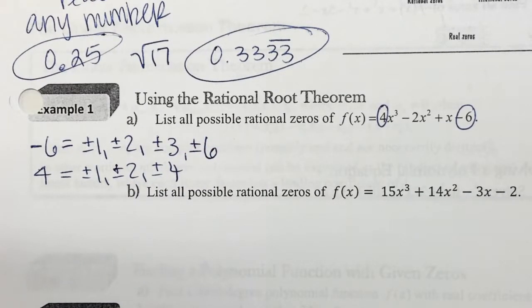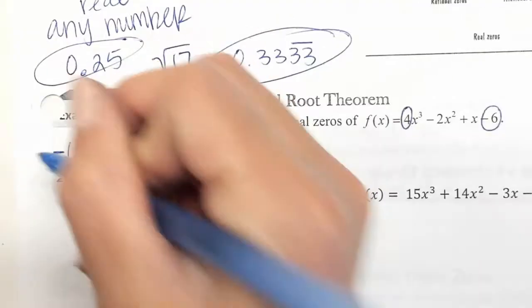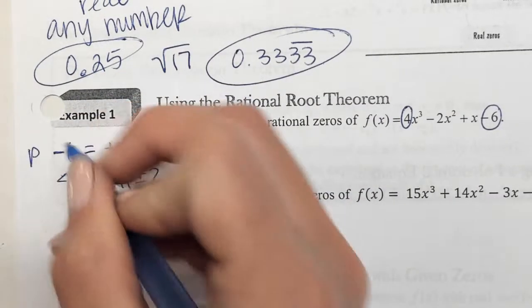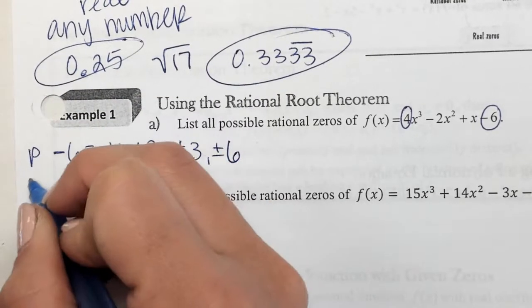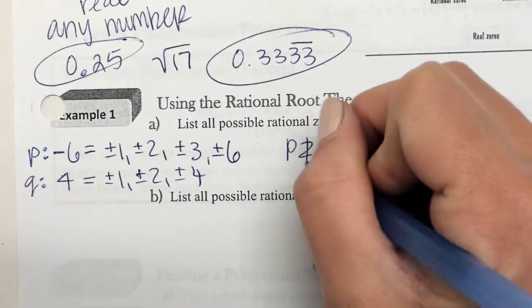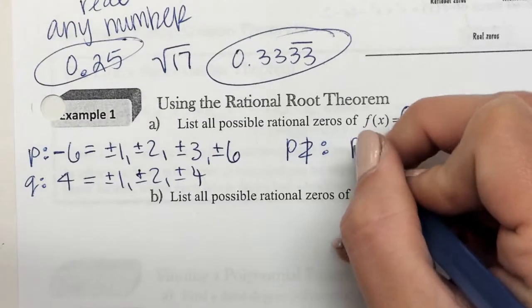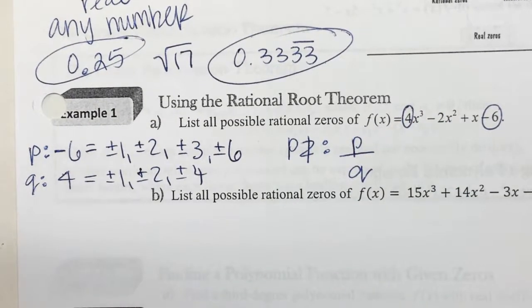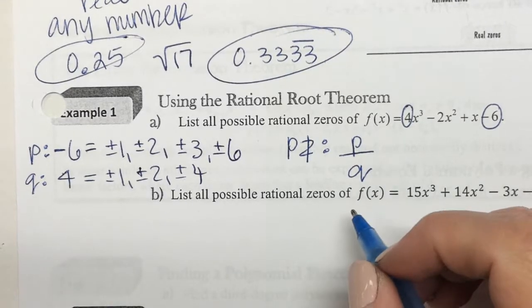I put plus or minus so I don't have to write those out like -1, 1, -2, 2, but you can if you'd like. So all the possible zeros, let's let this be P, -6. Let's let this be Q. All of the possible zeros, and I'll put PZ, you list as P over Q. Again, you list them as P over Q.